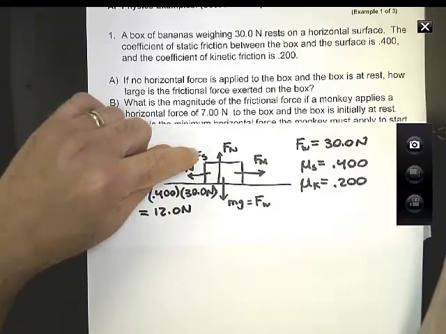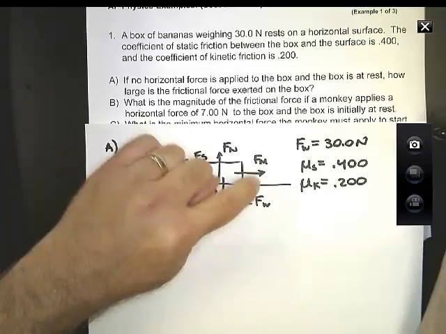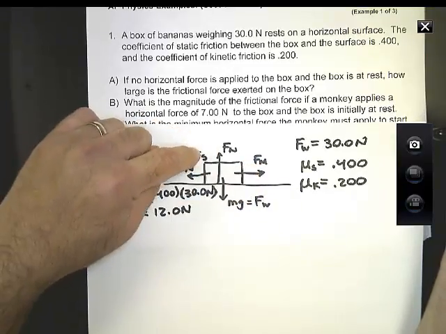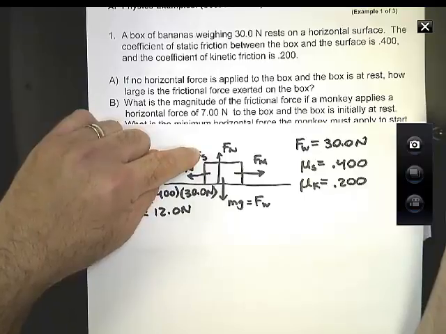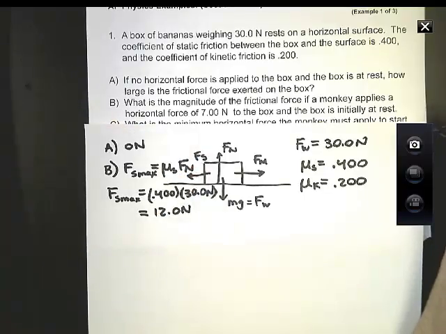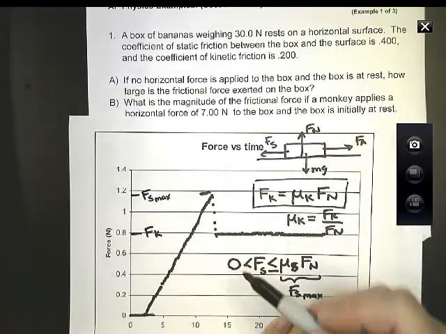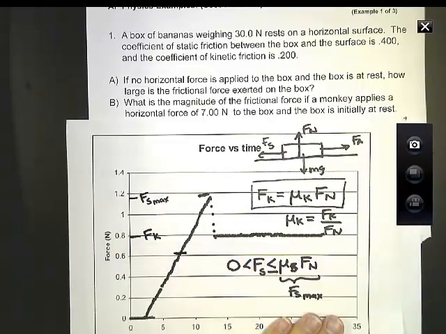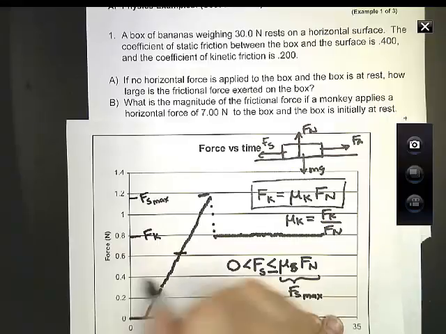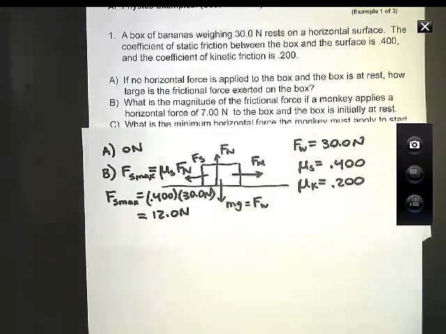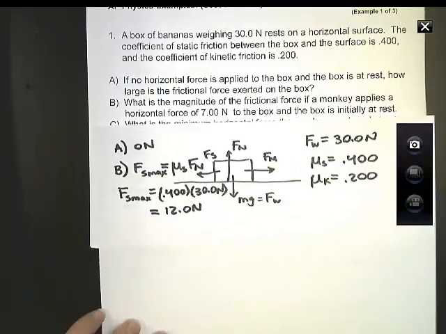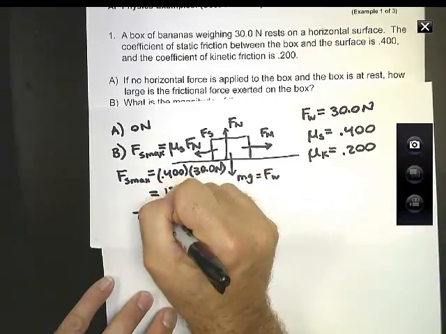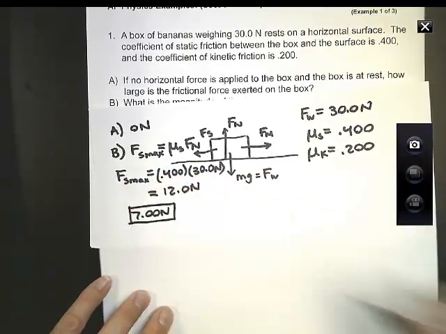Okay, the maximum static friction is 12 newtons. The monkey's only pulling 7. So that means the static friction is not yet up to the maximum. It's still 7 newtons. It's kind of like this graph here where the monkey is only pulling this much. Therefore, the static friction is equal. It's killing off the monkey's force. So the answer to part B is 7 newtons. Okay.